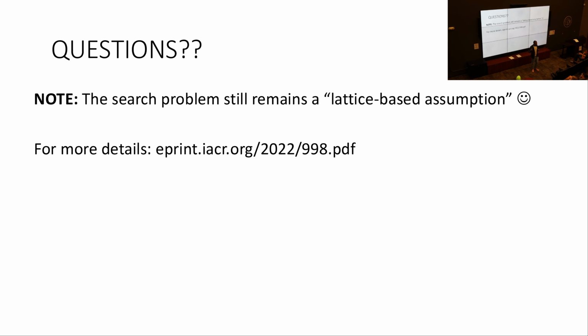If you want to have a look, this is the e-print version of the paper. Go to it, and if you are interested, we can have a talk during the workshop. If you have any questions, feel free to ask.